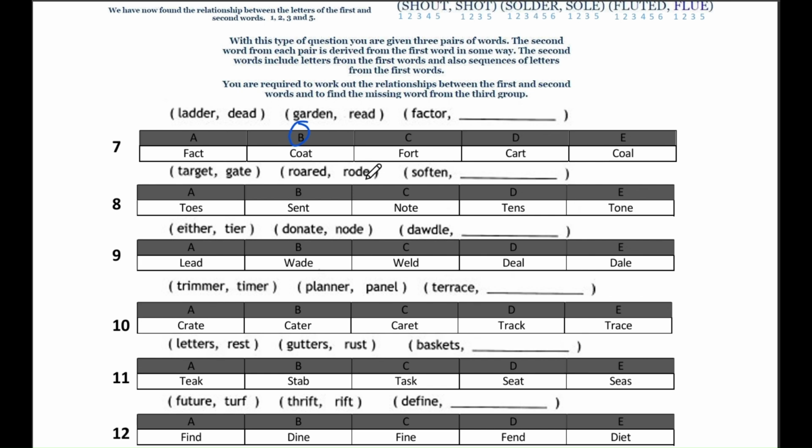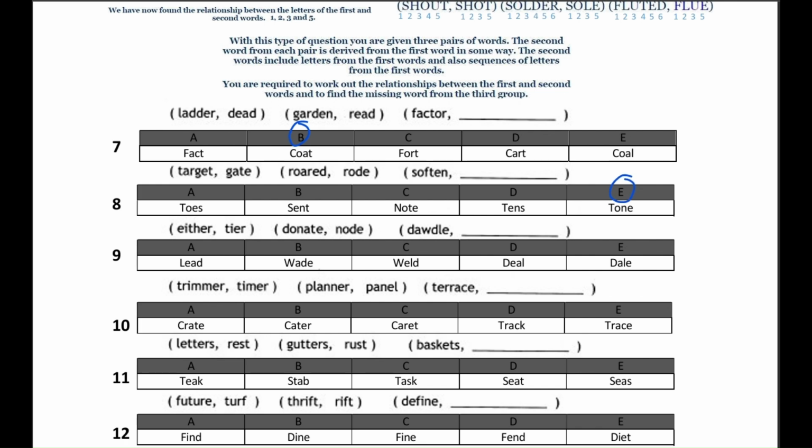Based on this, we need to change soften, underscore, underscore, underscore, using that same rule. So let's see what is happening here. It looks like the letter T has been removed, and the remaining letters of the word have been rearranged. Our options are A, toes, B, scent, C, note, D, tens, or E, tone. The correct answer is E, tone. Removing the T from the word and rearranging the letters gives tone.